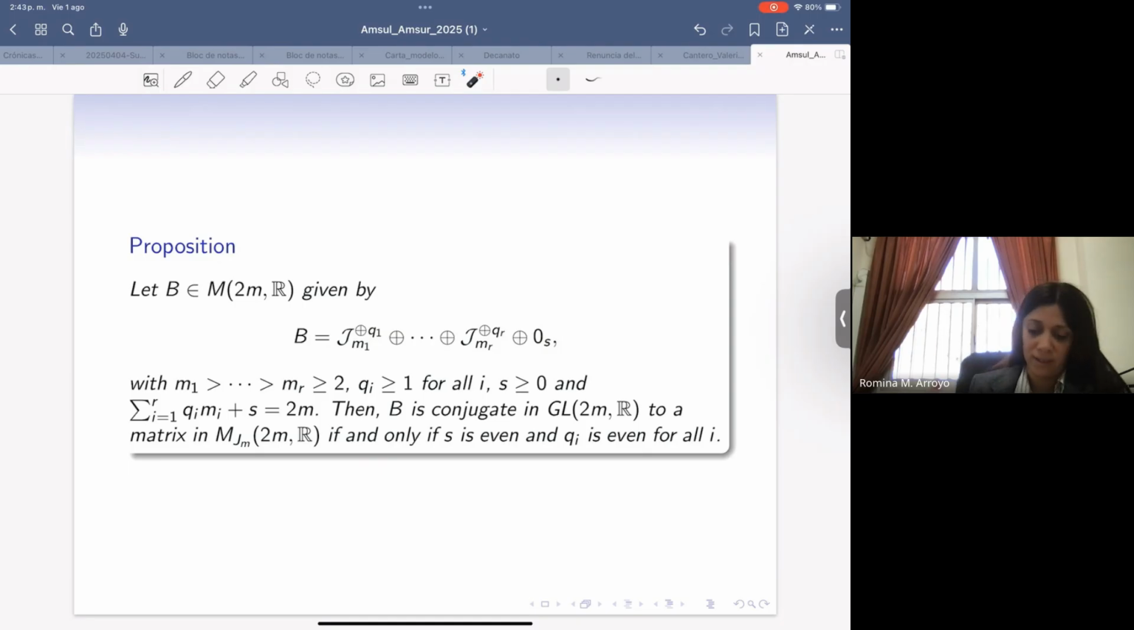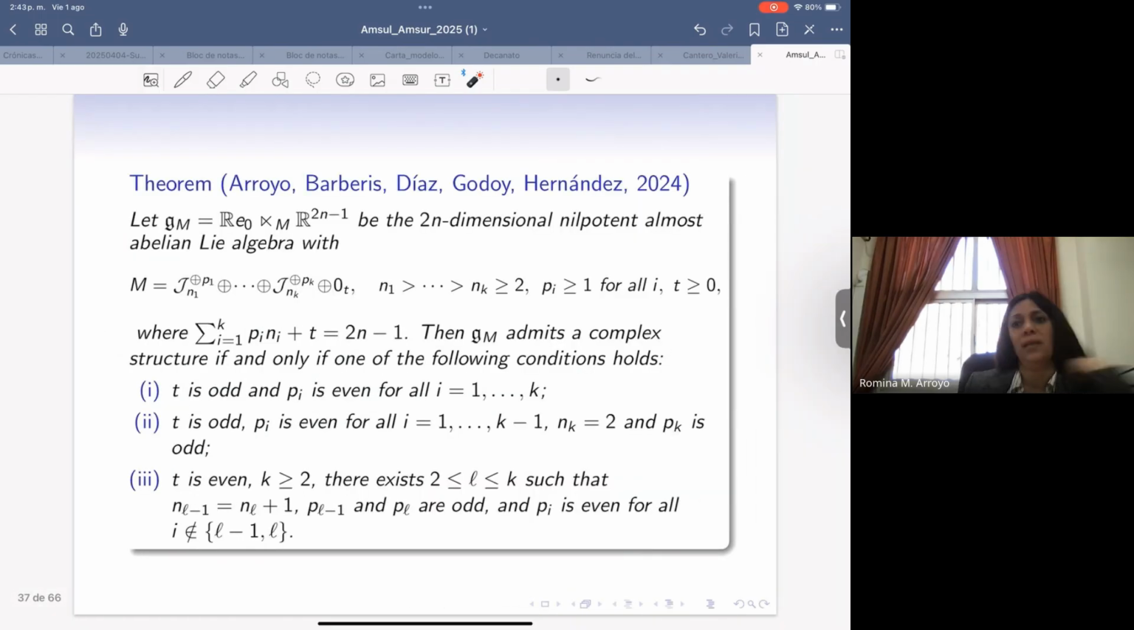So now we understand how the Jordan normal form of a B in this set looks. And with this information, we are going to try to understand what happens with our matrix C. And this is our first theorem.